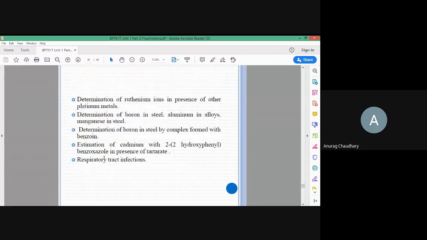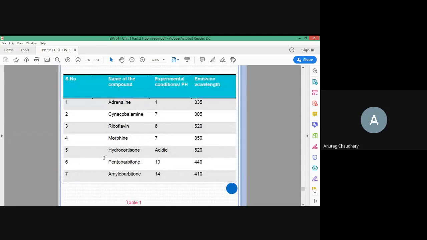Determination of ruthenium ions in presence of other platinum metals, determination of boron in steel, aluminium alum, in alloys and manganese in steel, determination of boron in steel by complex formed with benzoin, estimation of cadmium in different samples. So these are different applications of fluorimetry, and various types of drugs have been reported to be estimated by fluorimetry.